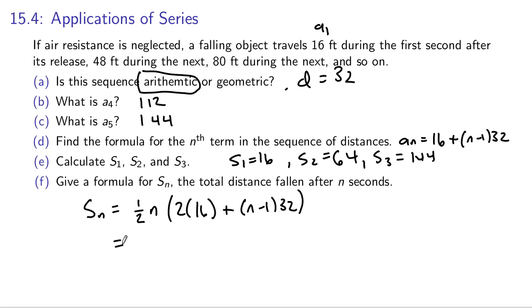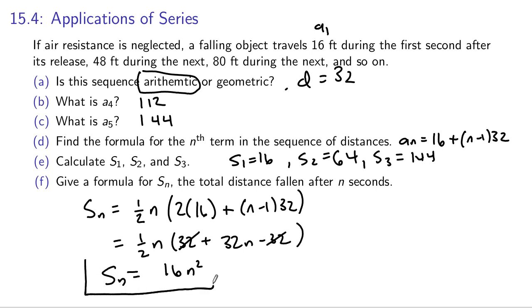So doing some simplification in this particular case, we have 1/2 n times 32 plus, and then multiplying this out, 32n minus 32. So 32 plus minus 32 is 0. Multiplying this out, 1/2 times 32 is 16. n times n is n squared. So the total distance fallen is 16 n squared.